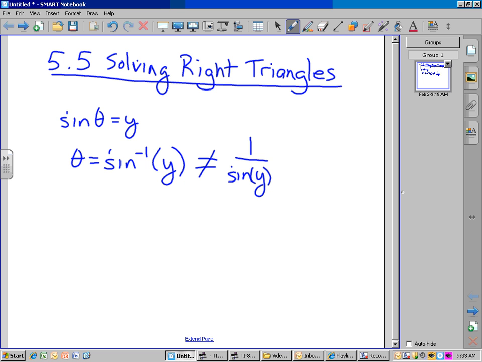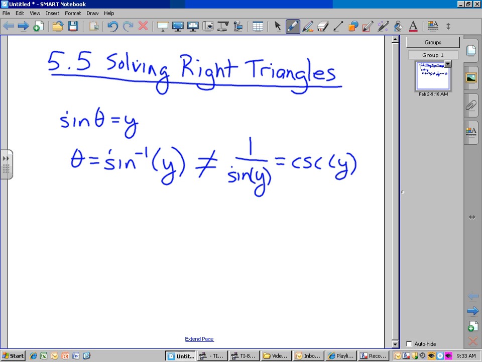The inverse sine is not the reciprocal. The reciprocal is equal to cosecant of y. That's what the reciprocal of sine is, the cosecant. That's completely different than the inverse. The inverse is designed to solve for an angle. The reciprocal of sine is still looking for a ratio of sides.